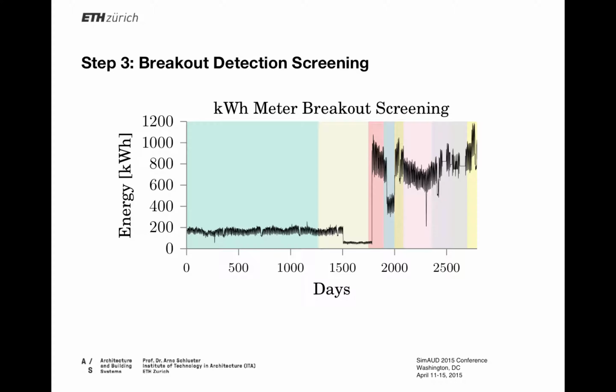Well, here's an example of a power meter. This is about 7 or 8 years worth of data from a power meter. And you can see the first 3 or 4 or 5 years, the characteristic of this power meter and whatever it's measuring is quite consistent. And the changes in color are where the algorithm detected a breakout or a change in performance. And you can see it's not perfect.